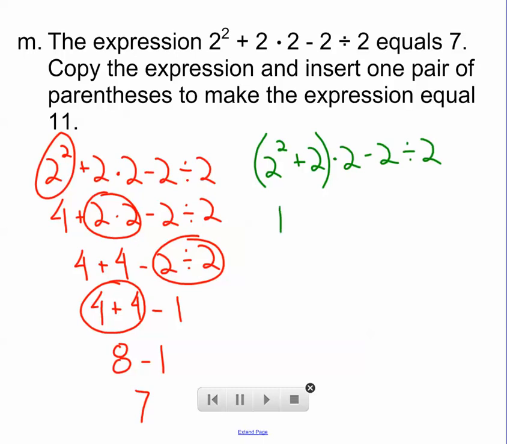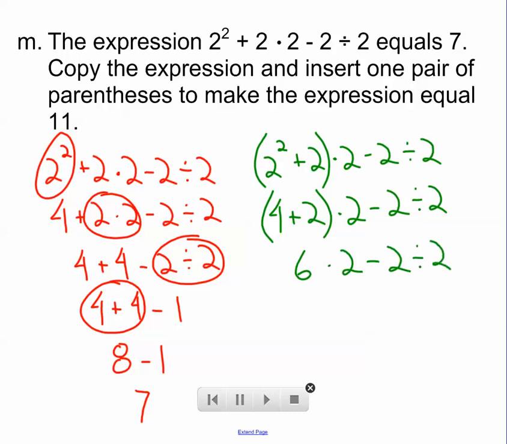Try and make this a little bit bigger and then multiply it by 2. So this will give me, do the exponent first, I get 4. Then I can do the parentheses, I get 6. Then I can do the multiplication, I get 12. Then the division, I get 1, and look at that, I get 11.